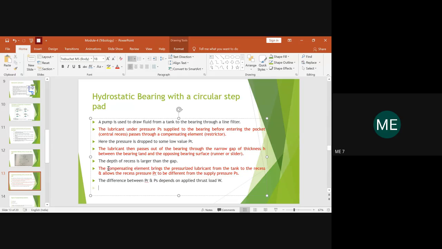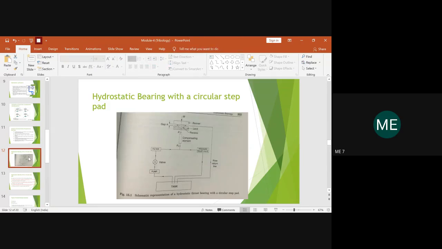The compensating element is used to vary the pressure of the lubricant which is supplied from the tank to the recess. Associated with it, you will have PR and PS. But the difference between PR and PS mainly depends upon the applied thrust load. How much the difference is between PR and PS depends upon the load applied in the normal direction. That also you have to keep in mind. These are the key features you have to understand.